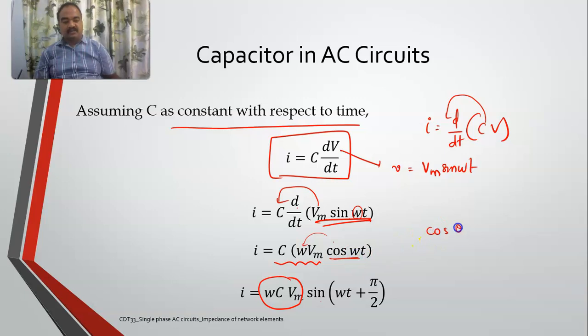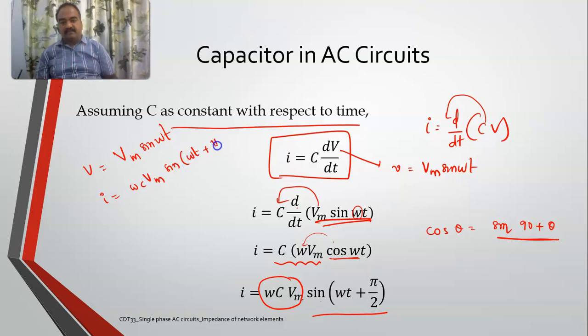See, what is cos theta? I can write it as sine of 90 plus theta, which is also cos theta. Okay, so that's why I am mentioning it as sine omega t plus pi by 2, right? Now if you carefully see, V was Vm sin omega t. I is equal to omega C Vm sin omega t plus pi by 2. Okay, I'll take this one as Im.